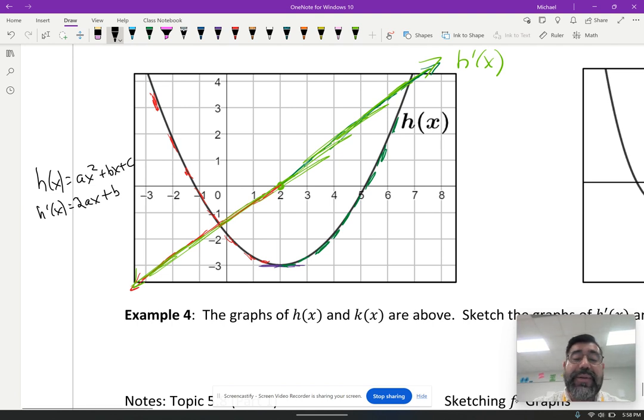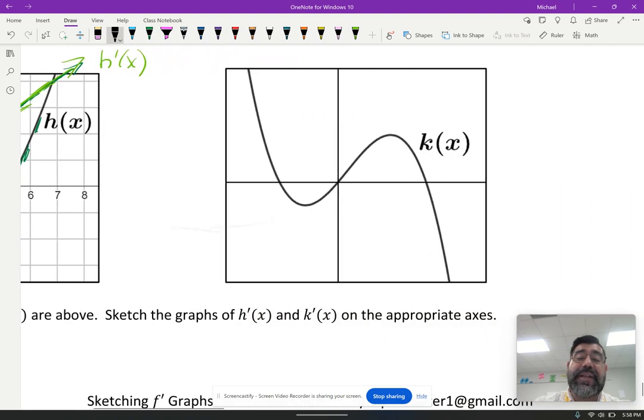So this was a parabola. That means it's an x to the second power. So if you take the derivative of that, then you're going to get a linear function, and that's what this graph looks like. Okay, let's come to the next one.